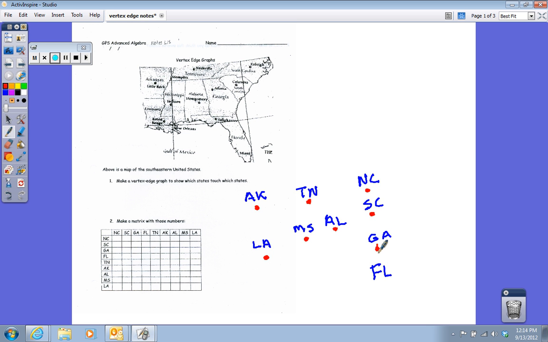Now we're going to connect the vertices with edges or lines. The lines tell us that a state shares a border with another state, and we call these edges of the vertex graph. So Arkansas shares a border with Louisiana. It shares a border with Tennessee, shares a border with Mississippi. And then we go to Louisiana, we make sure that it shares a border with Mississippi.